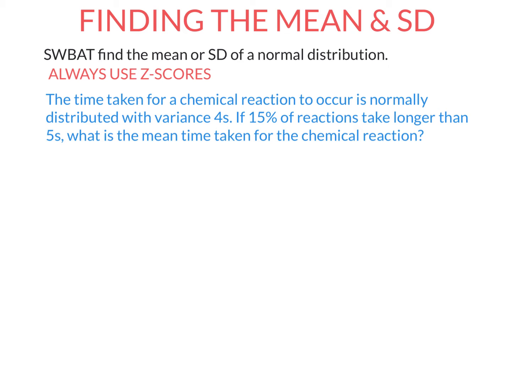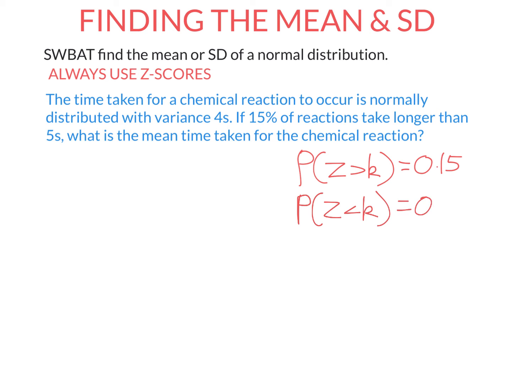What we're going to do is use this information to find the z-score such that 15% of scores are above it. I'll call that score K. I want to find the z-score K so that 15% of scores are above it. Hopefully you remember that the inverse normal function only works when you know the probability of being less than a given score. So if the probability of being more than K is 0.15, the probability of being less than K is 0.85. So I use the inverse normal function.